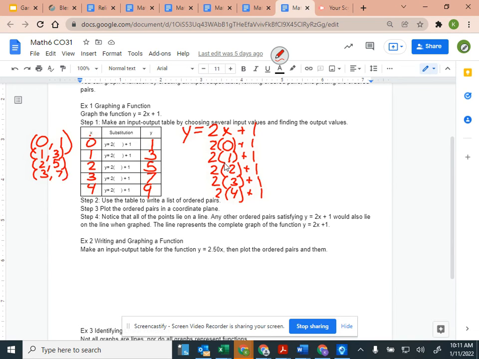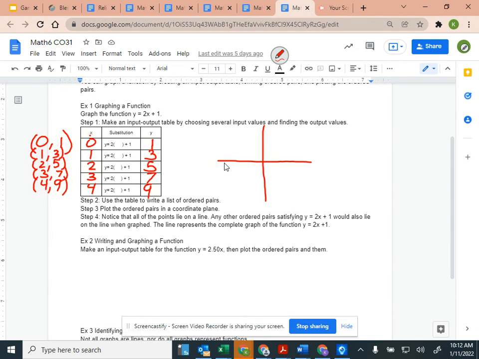What's going to happen when I graph these ordered pairs? What's it going to look like? What have we been working with? What am I going to graph? What kind of shape? A line. It's going to be a line because it's a function. Functions are lines.